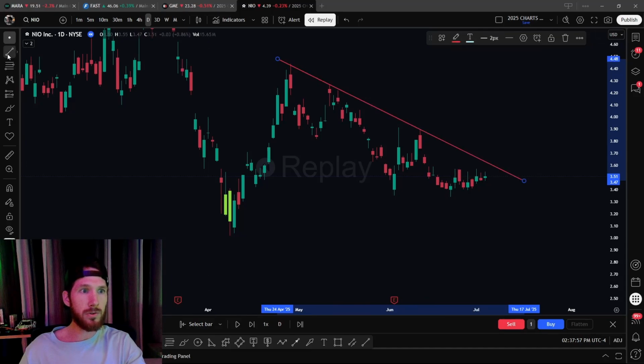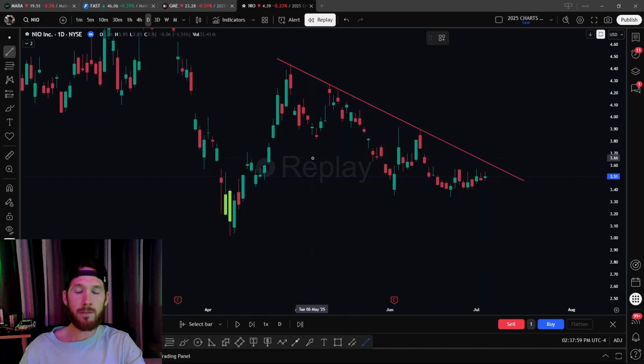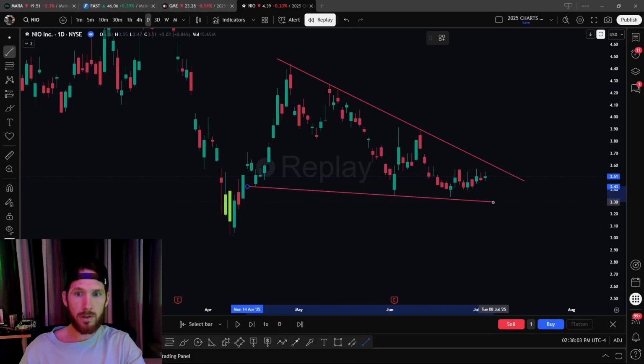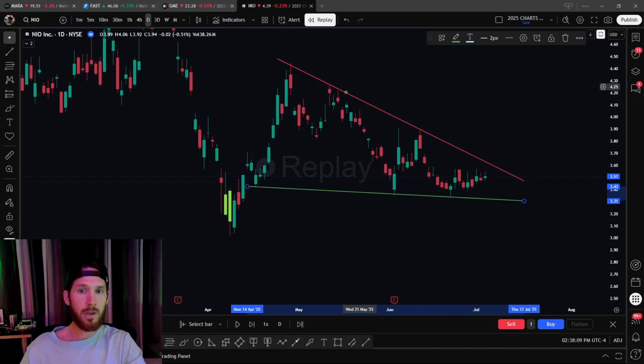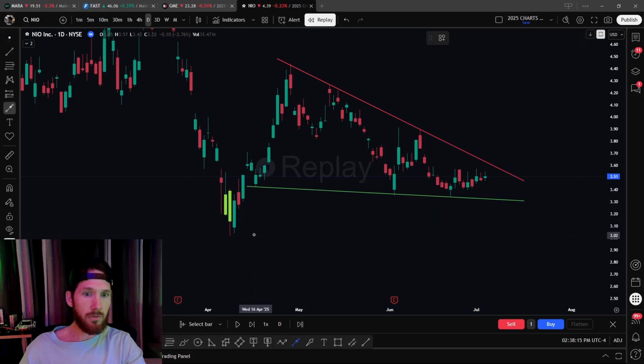Now what we're going to do is try and find a support trend line. So look, we have this little pivot right here. I'm going to drag it all the way across and connect that. So now we have our support trend line. Does anybody see anything interesting about this chart? Well, what we have here is a bullish consolidation pattern.